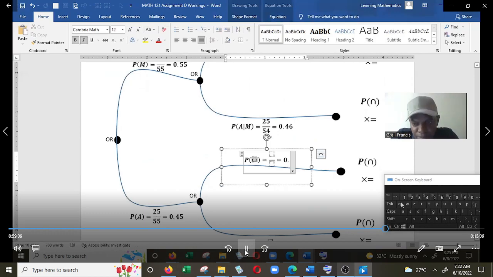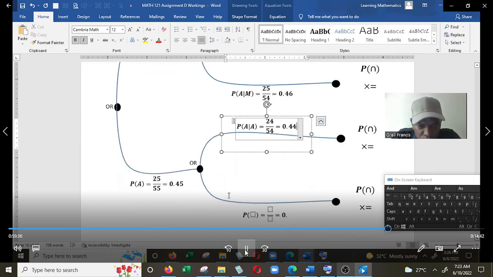An apple after an apple is equal to 24 on 54, because if it was an apple, then there'd be one apple less, 24 out of 54, and that's how much? Decimal 0.44 in decimal notation.